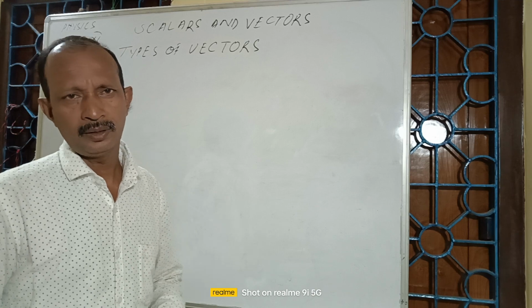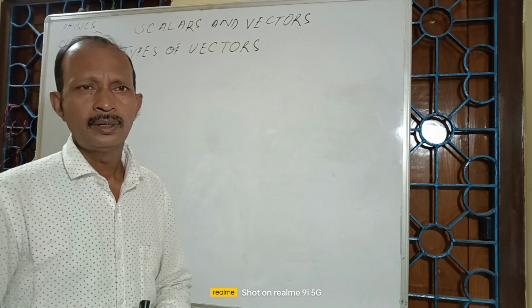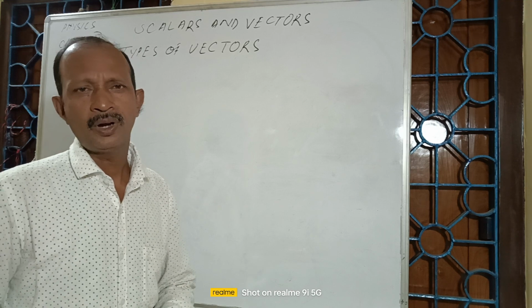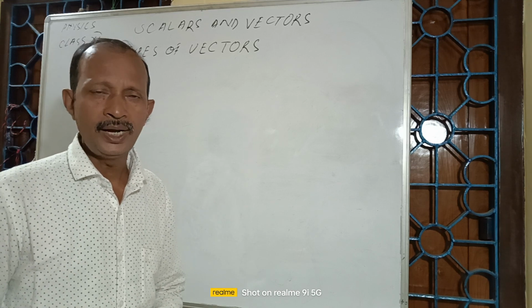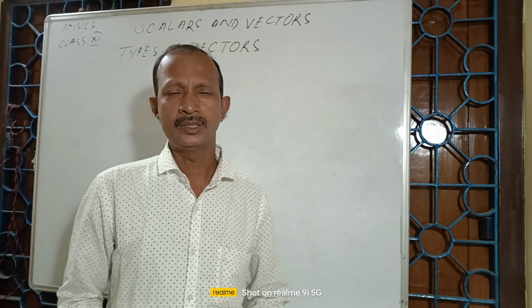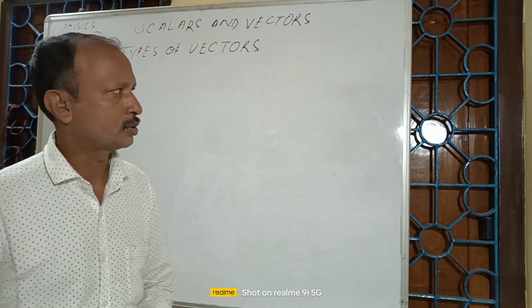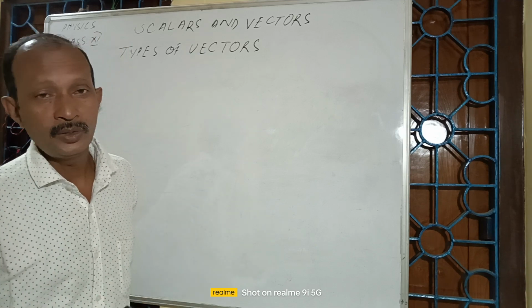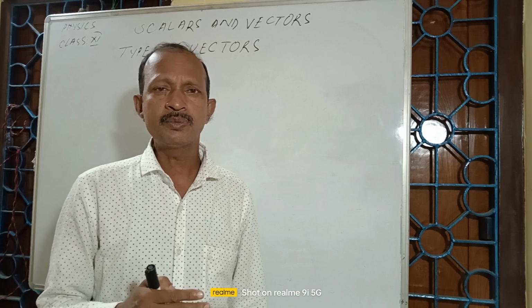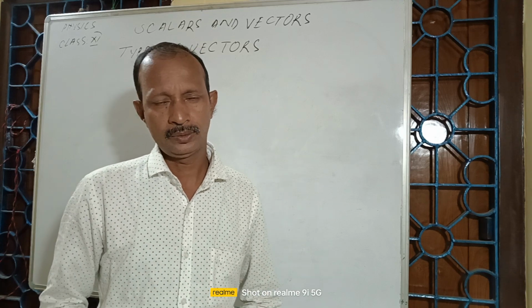The quantities may be scalars or may be vectors. To describe the quantity properly, in many cases we need the magnitude as well as direction. That means we need the help of vectors. So today in this video, I am going to explain the different types of vectors.